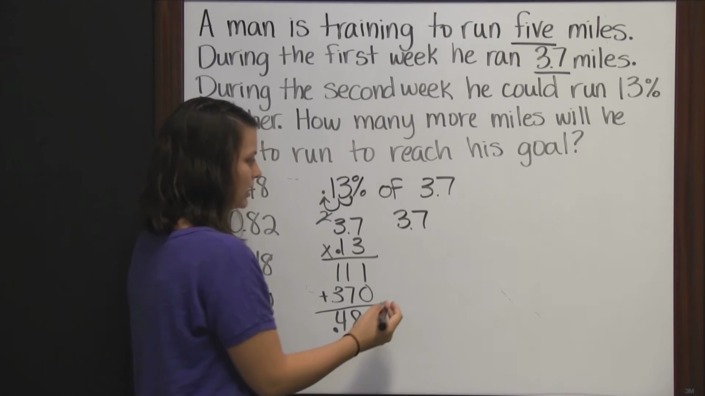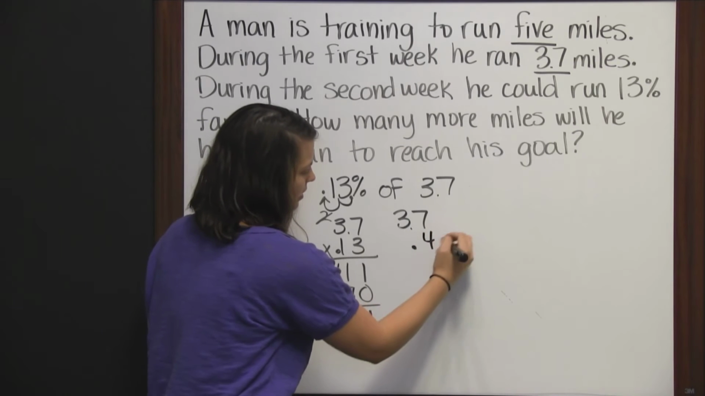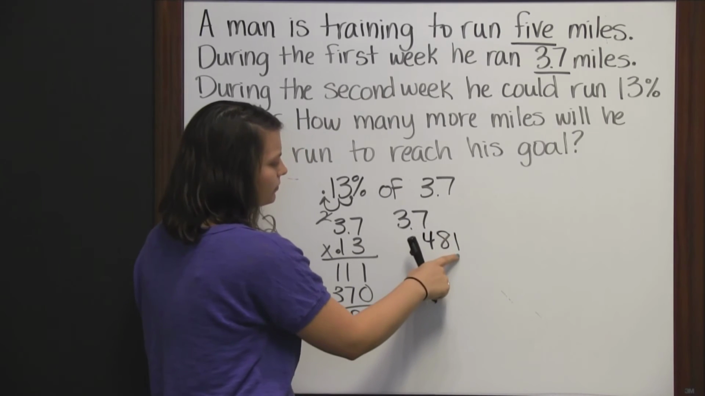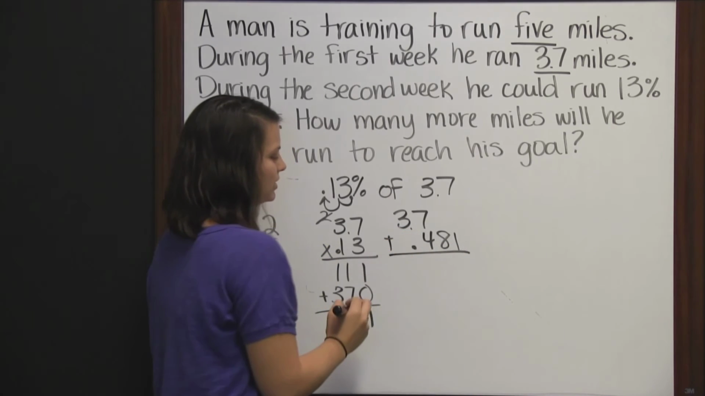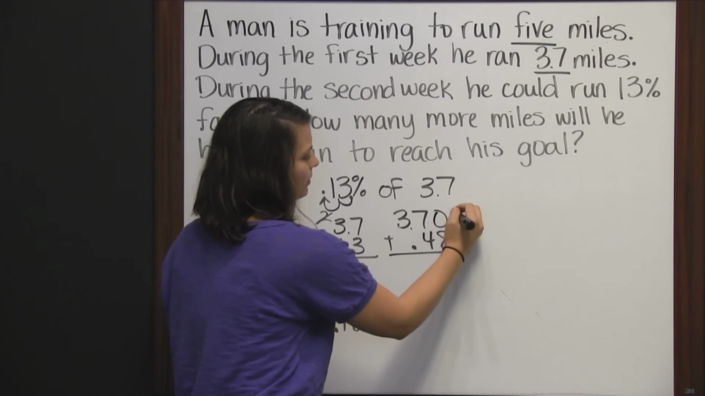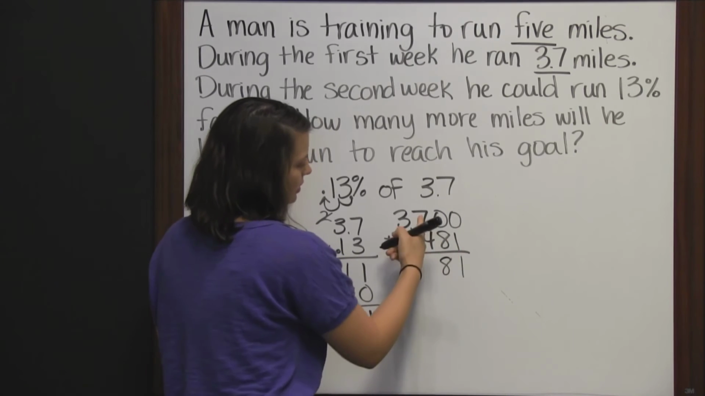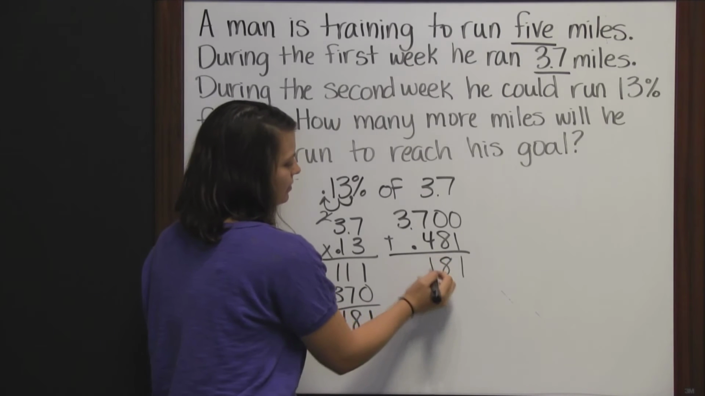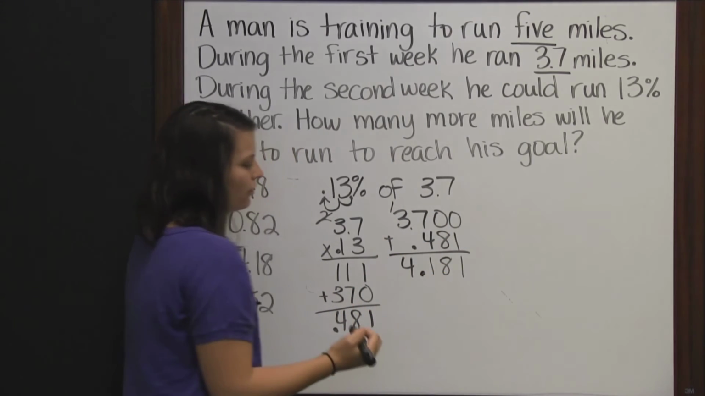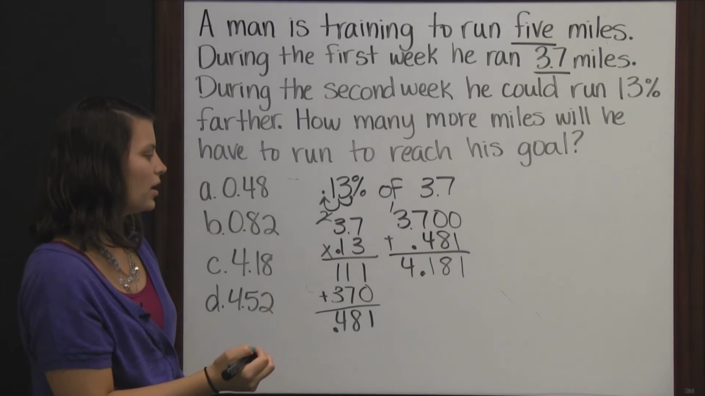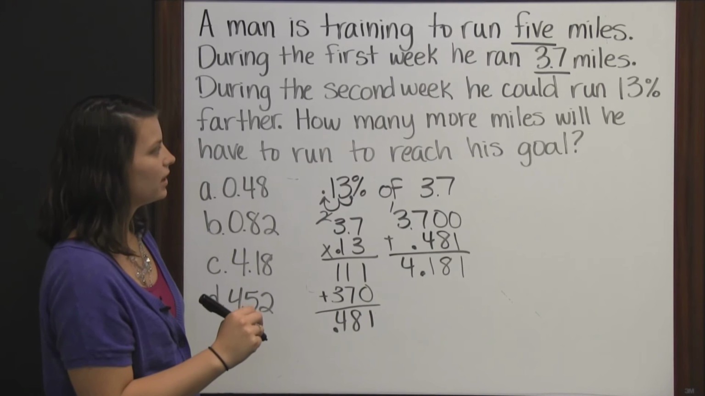13% of 3 7/10. So we have to line up the decimal, and we have 481 thousandths that we need to add to 3 7/10. We can put 0 placeholders here. So we get 1, 8, 7 plus 4 is 11, carry the 1. So we get 4, bring down our decimal. 4 and 181 thousandths is how far he's able to run after the second week.